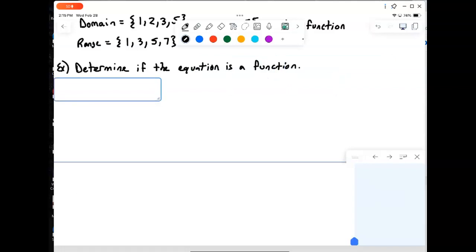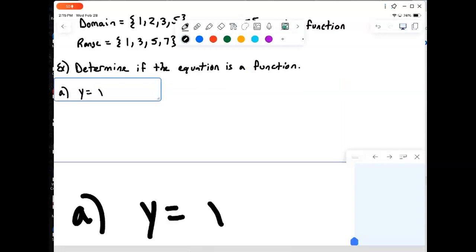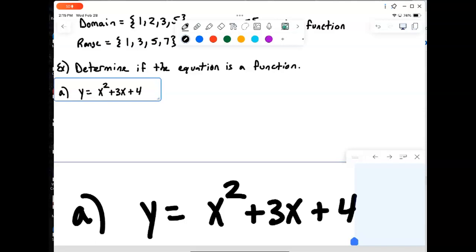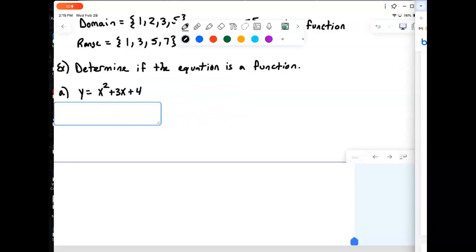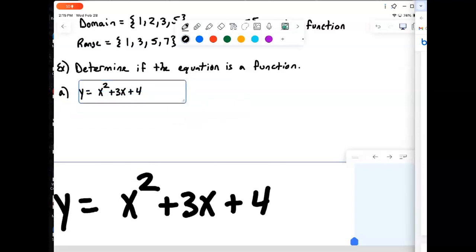We're going to look here at 2 examples. Consider the equation y equals x squared plus 3x plus 4. We want to ask, is this a function or not? Well, think about this. We're asking a question for a given x value. If we pick a number for x and put it in for y, is it possible to get more than one answer?